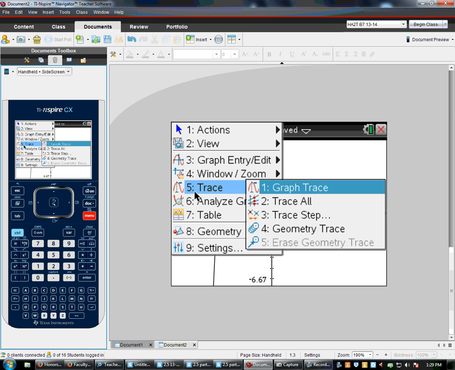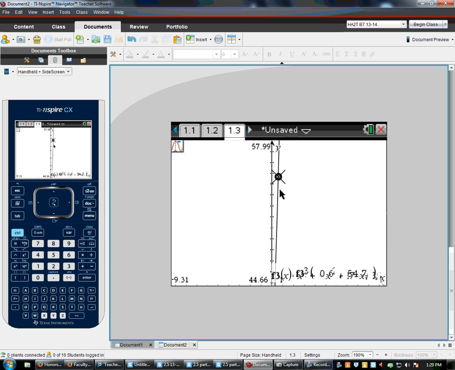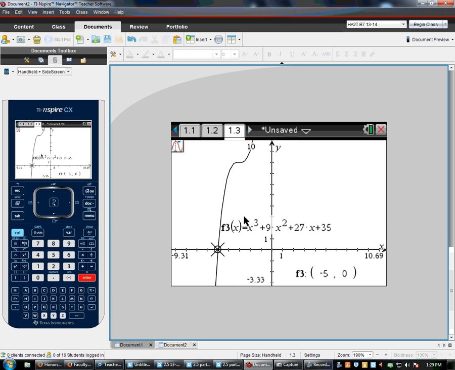Let's test it here. Menu, trace, graph trace. If I type in negative 5, sure enough, it is a 0. So negative 5 is going to be a 0. It looks like it's the only one. So I bet there's two imaginary zeros that you can find by doing synthetic division.